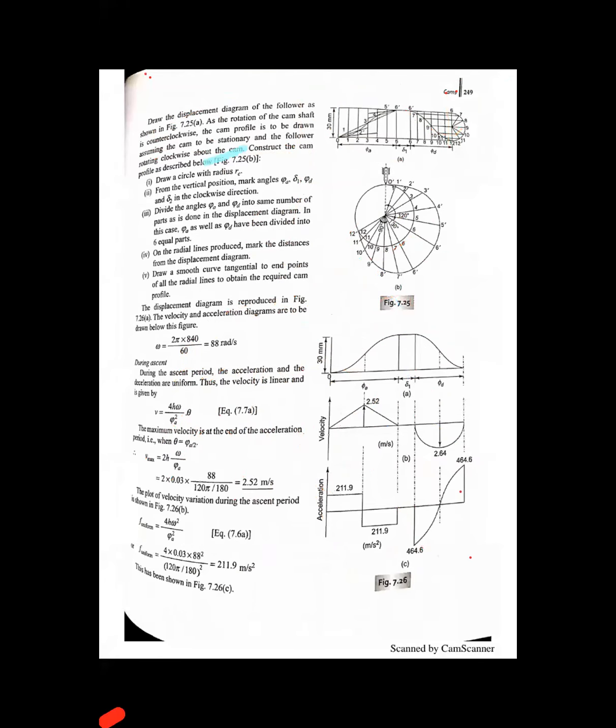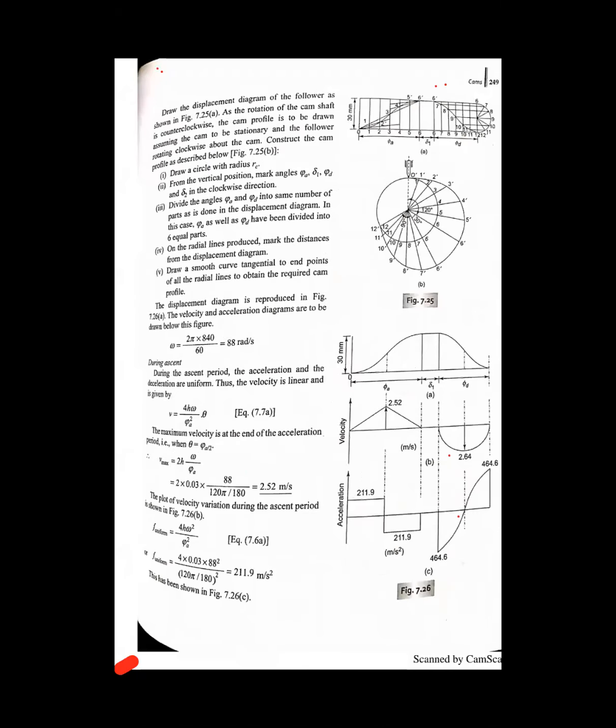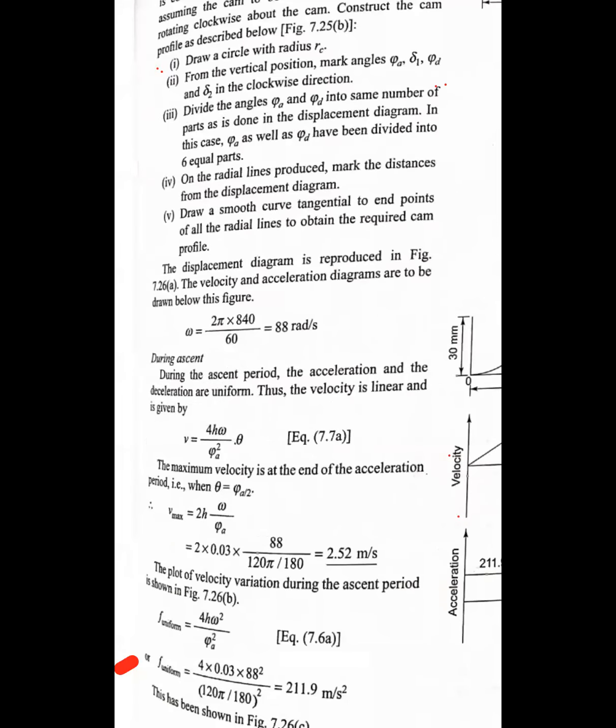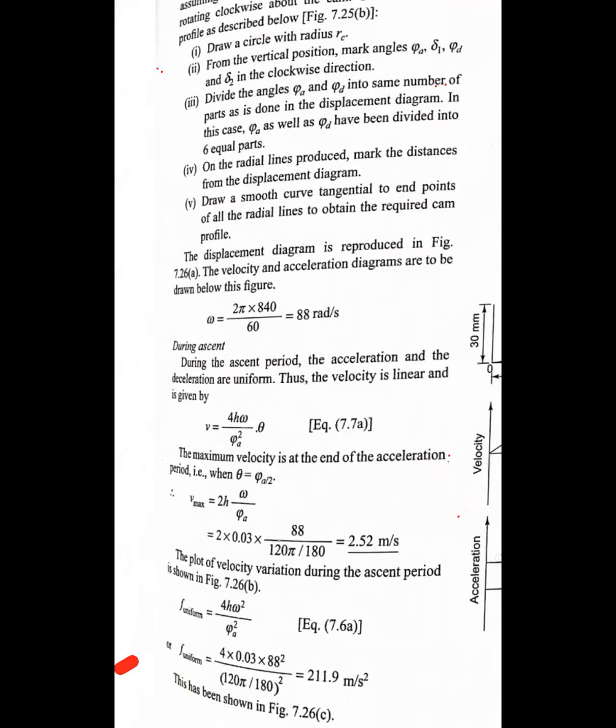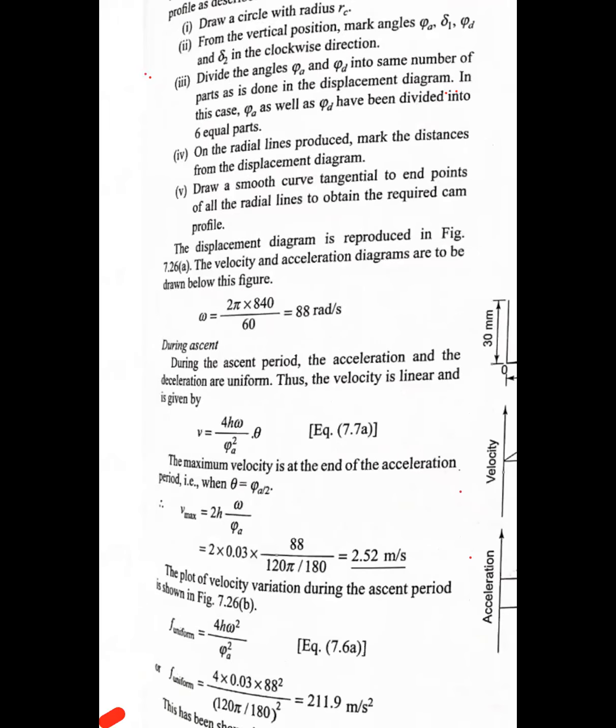Now, the next problem: N is 840 RPM, and just find out the omega value. Omega is 88 radian per second. And in this, two formulas are required. For our outstroke period, we use uniform acceleration and retardation formulas. For our return stroke, simple harmonic motion formulas.